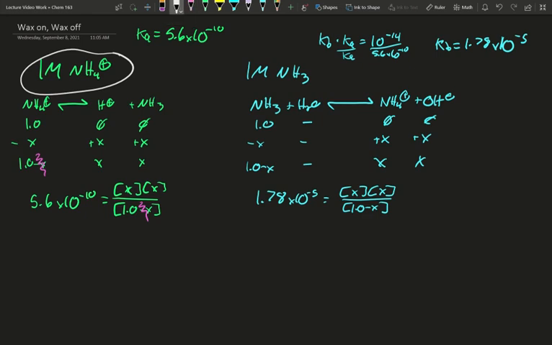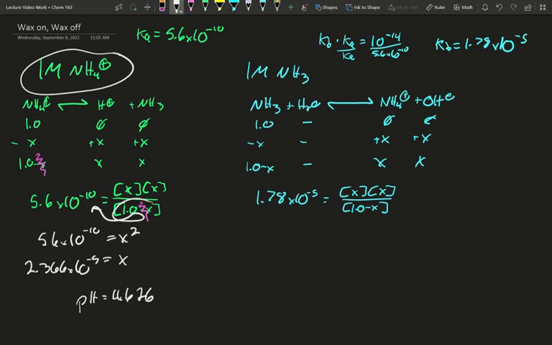We could just calculate this out and find that 5.6 times 10 to the minus 10 will equal x squared. Multiply the 1 up. X must be 2.366 times 10 to the minus 5. Take the negative log of that. We'll find that our pH is 4.626. So a 1 molar pure weak acid solution of ammonium should have a pH of 4.6.